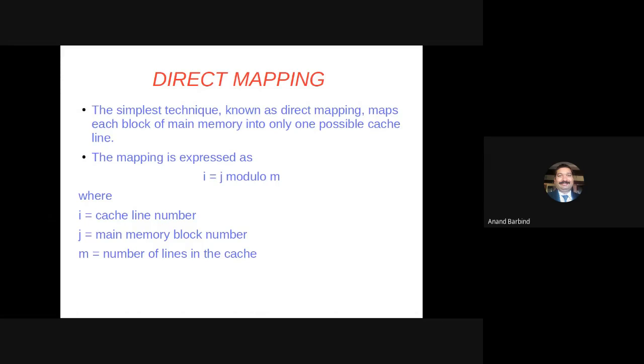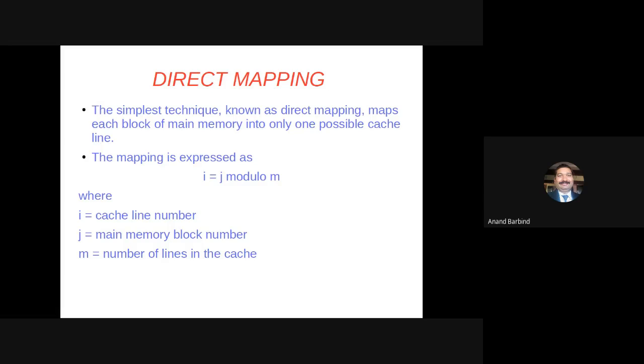Okay, if the main memory block is 67, then using that particular formula, that is 67 mod 10, that will give you 7. That means at line number 7 it will be transferred.